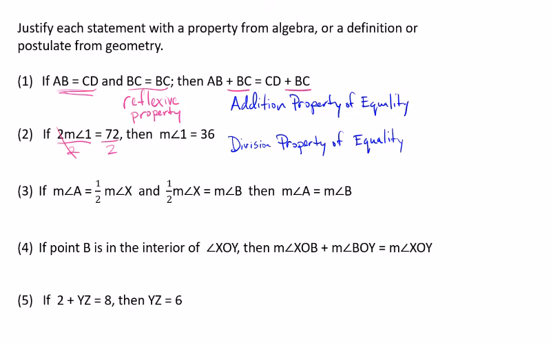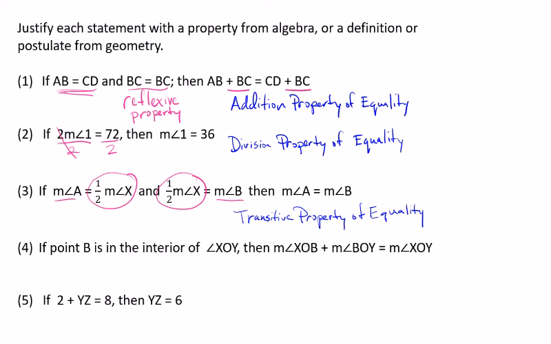All right, number 3. If the measure of angle A is 1/2 the measure of angle X, and 1/2 the measure of angle X is equal to the measure of angle B, then the measure of angle A must equal the measure of angle B, right? So basically we have two things, measure of angle A and measure of angle B, that are equal to the same thing, 1/2 measure of angle X. Therefore, they must be equal to each other, right? So that's right, the transitive property of equality.